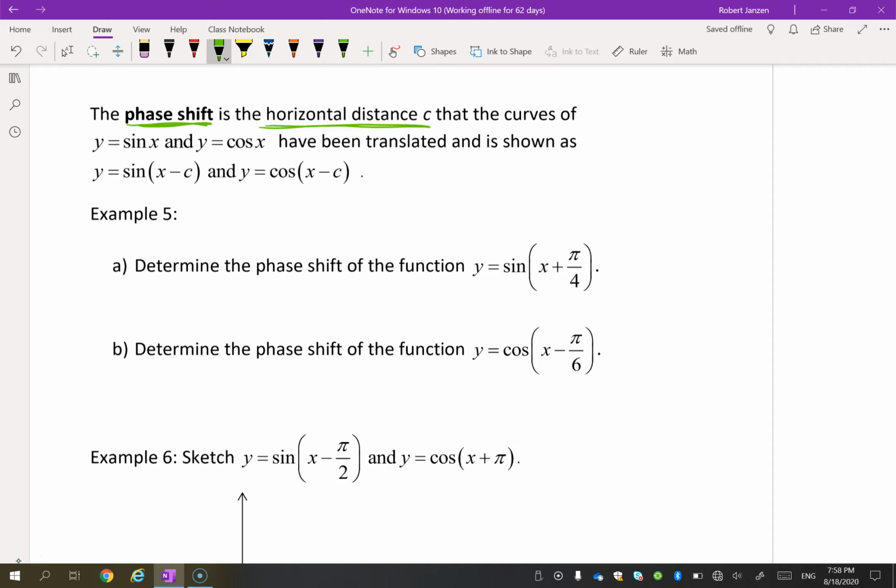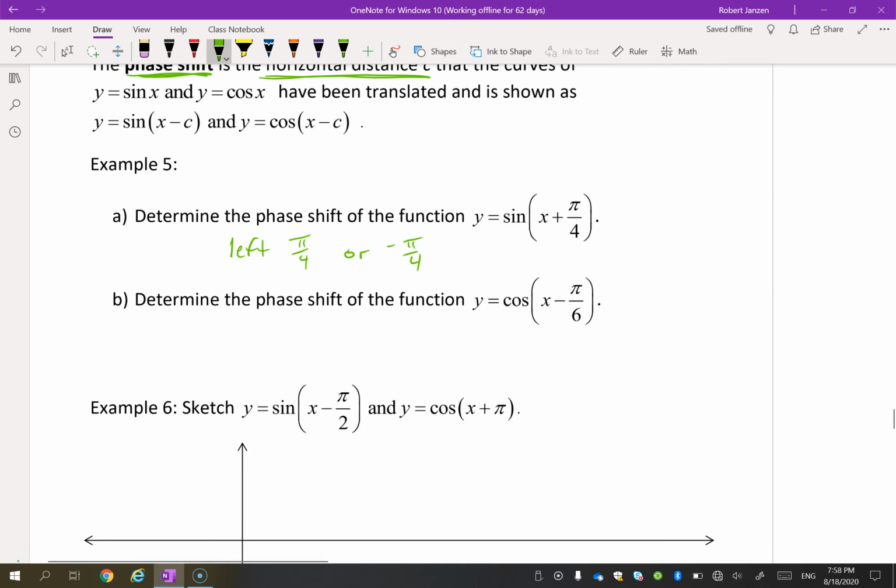Well, if we see this, we would say that's left pi over 4. So the phase shift is left pi over 4. You might also just see this as the phase shift is negative pi over 4. Here the phase shift is right pi by 6, or maybe you'll just see it's the phase shift is positive pi by 6. Sometimes they don't give you the direction, they just make it positive or negative. Negative is left, positive is right.